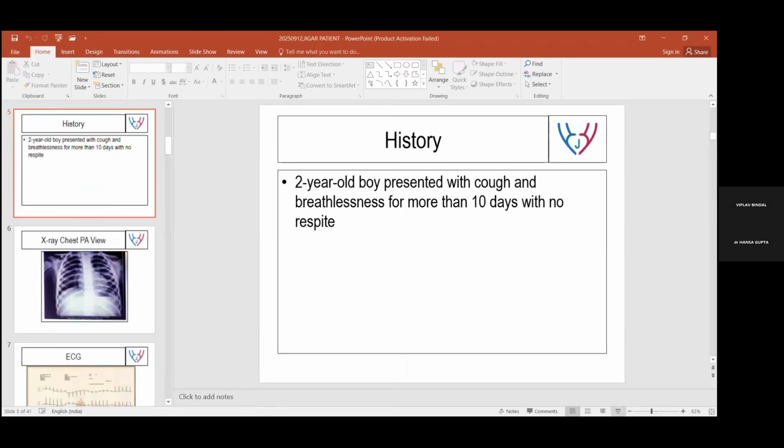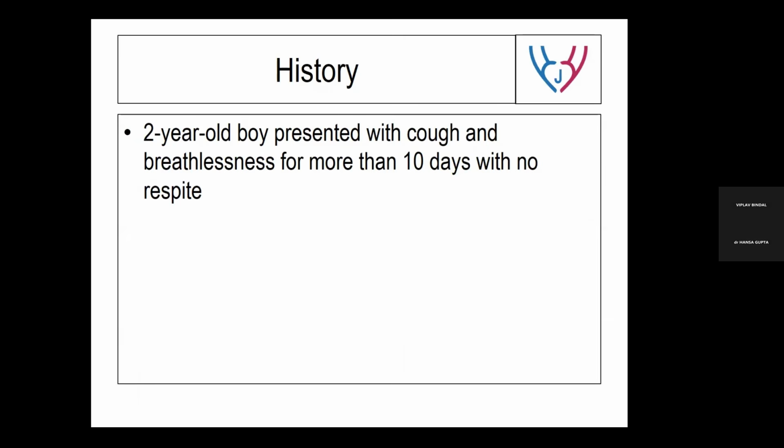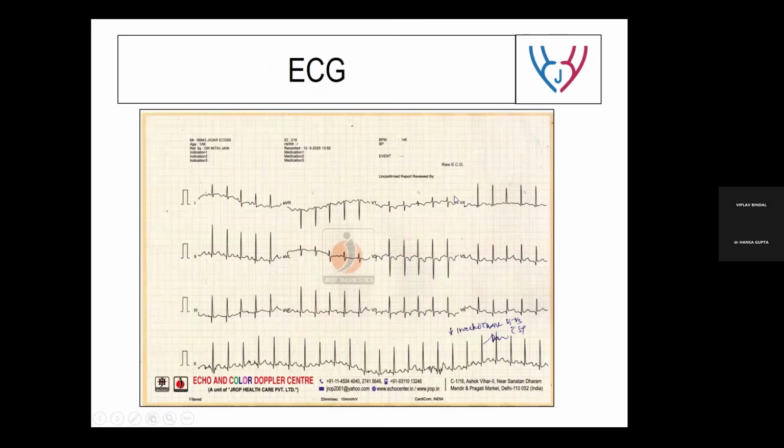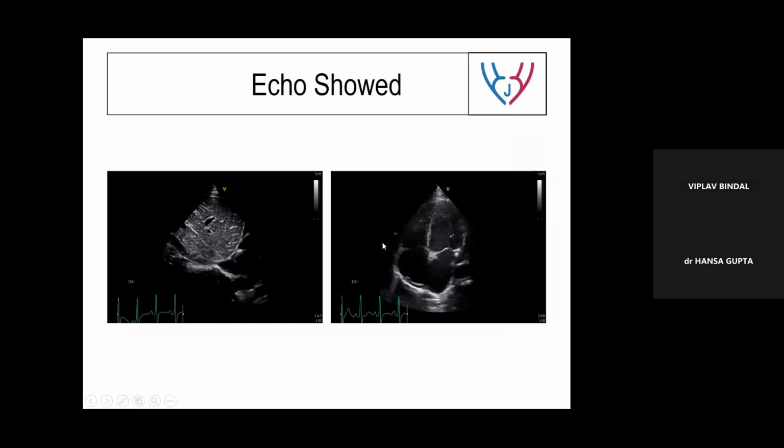So this is a 2-year-old boy presenting with cough and breathlessness for more than 10 days. Look at his X-ray chest, multiple opacities in the X-ray chest. And this is an atrial tachycardia at that particular moment. There was T-wave inversion V1 to V3, not significant. Everything was fine. And we did an echo on this patient.